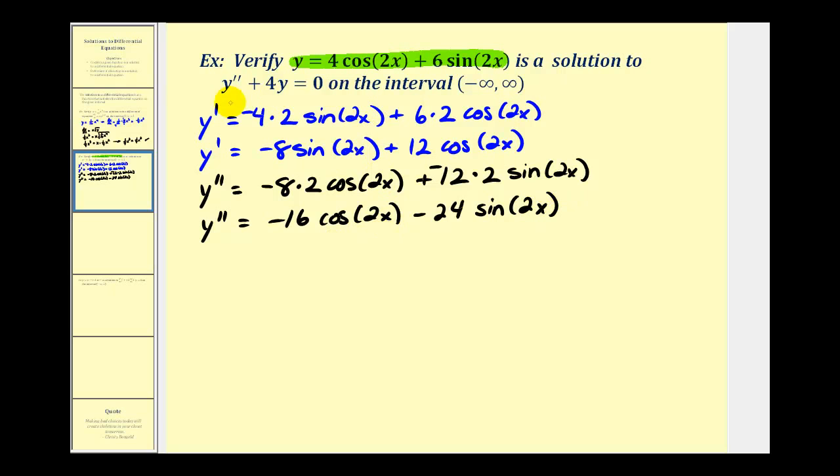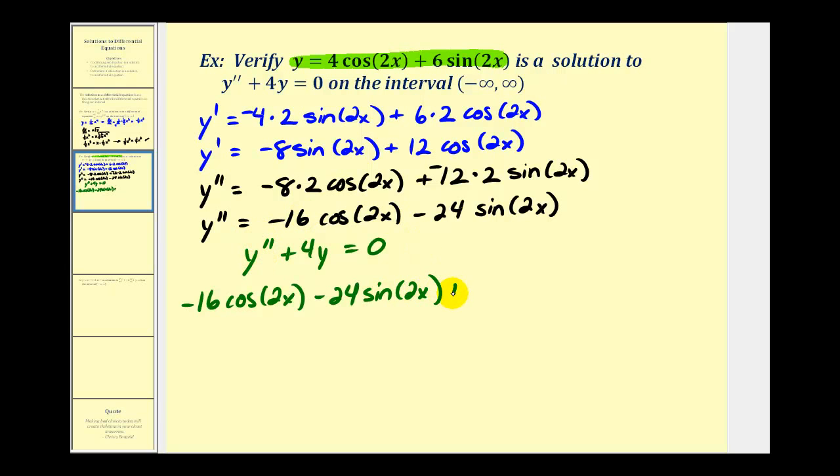Now we have the information we need to verify the solution. We're trying to verify that y double prime plus 4y equals 0. So we'll substitute all of this for y double prime, and we'll substitute the original function for y. So we'll have negative 16 cosine 2x minus 24 sine 2x. All of this is y double prime, plus 4 times y equals 0, where y is 4 cosine 2x plus 6 sine 2x.